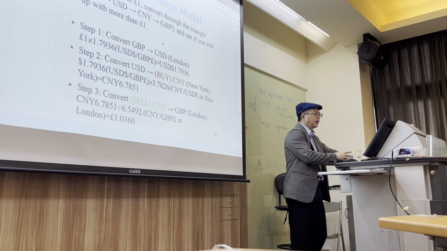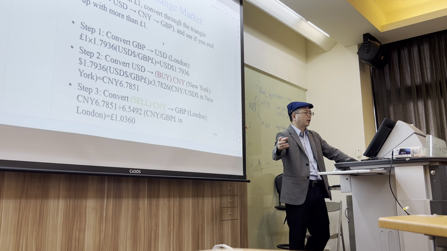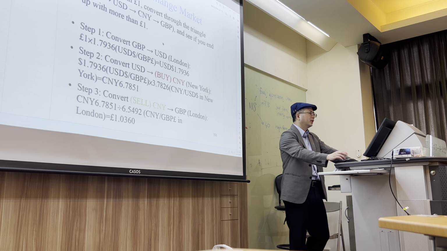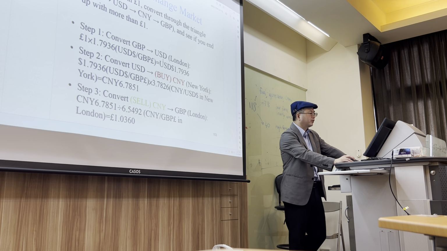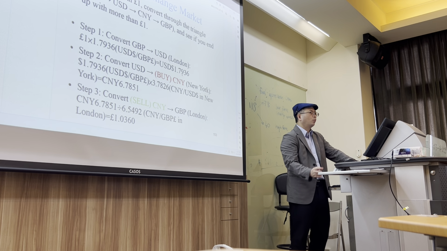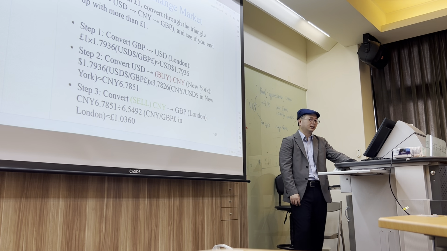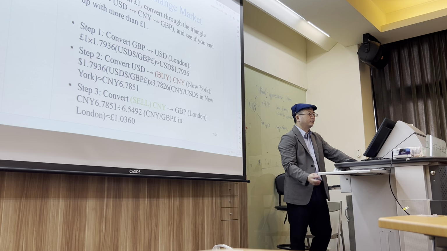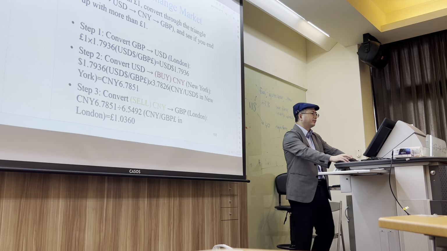Going from the British pound to the US dollar to the Chinese yen and back to the British pound, and see if you can end up with more than 1. Okay, so step one is that you convert the British pound, and then you have 1.79 USD, right? And then you can purchase the Chinese yen with the amount of USD you have. So then you have 6.78 Chinese yen.